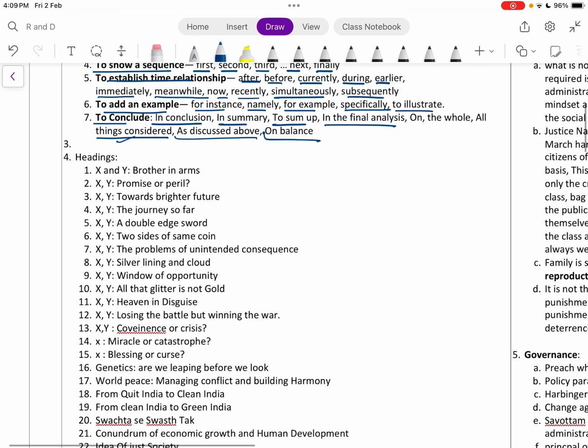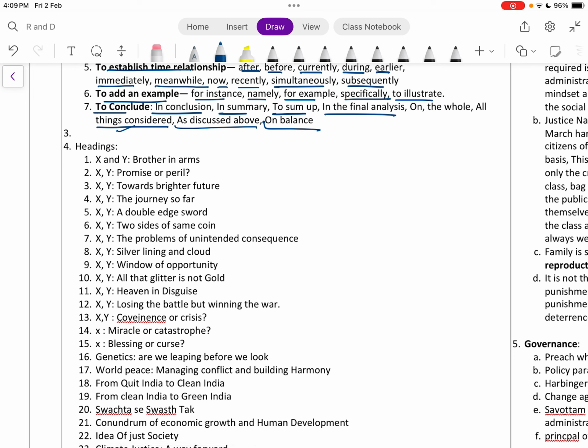Headings: there can be numerous different types of headings. You can think of them, and you can use any of them depending on the manner in which you want to use it. Say, India and Pakistan: brothers in arms. Artificial intelligence: promise or peril. Urbanization: promise or peril. Towards a brighter future. Sustainable development: a journey so far. Urbanization: a double-edged sword.